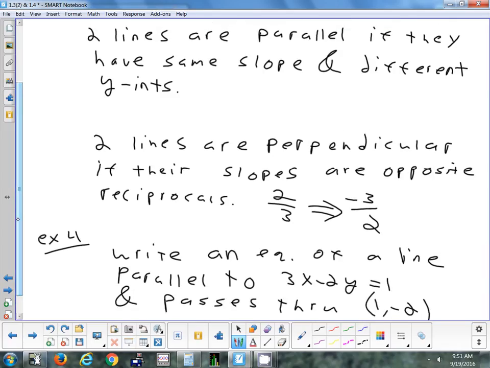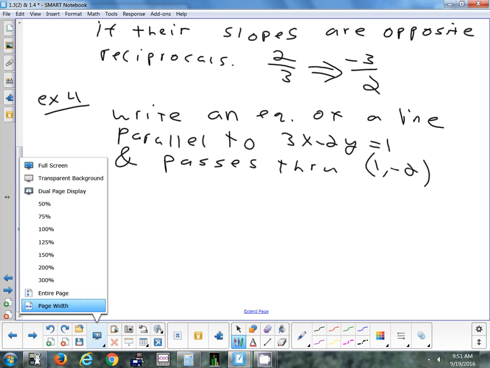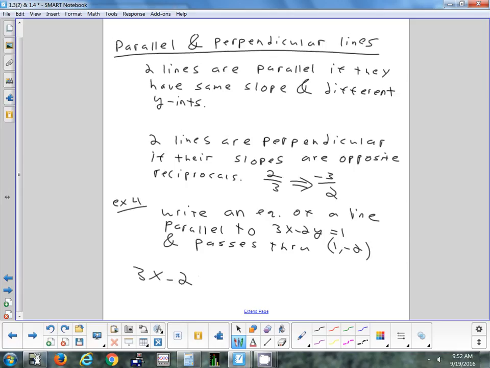All right, so if they ask me to write an equation of a line that's parallel to 3x minus 2y equals 1 and passes through the point (1, -2). Well, I'm thinking I'd like to use point-slope form because I have a point. But look at 3x minus 2y equals 1. What can I tell easily by looking at that? Something that I need to know about this line. If you want me to find an equation that's parallel to that, what do I need to know?